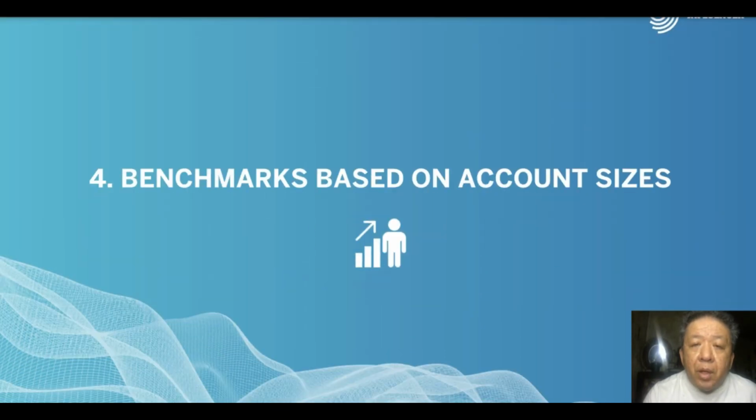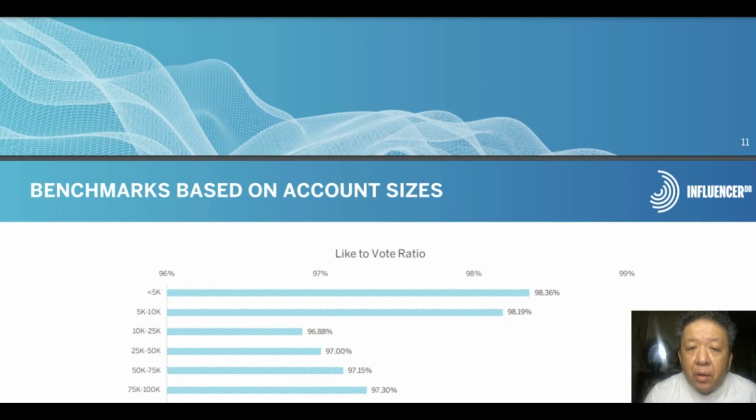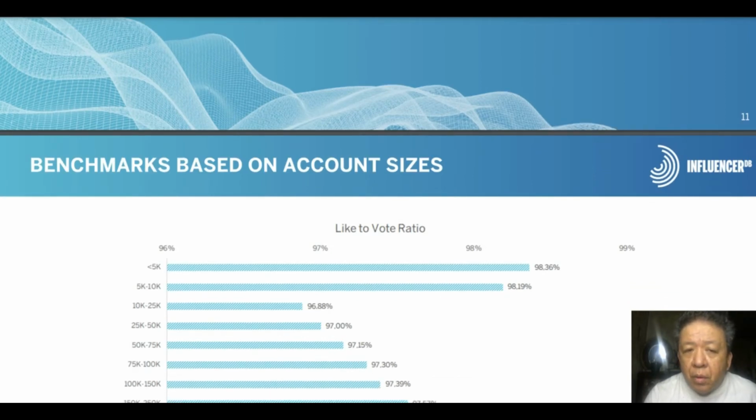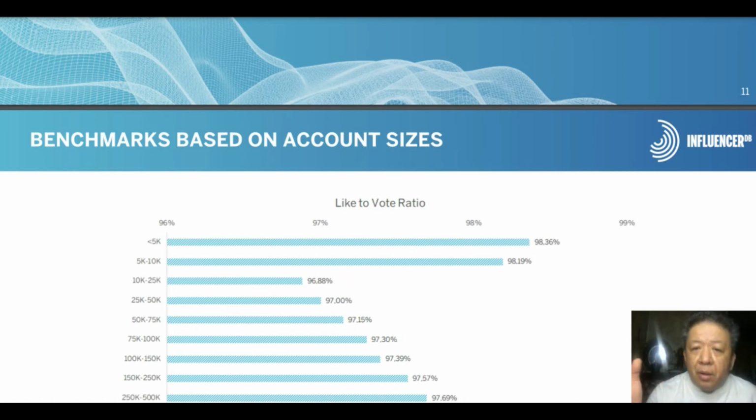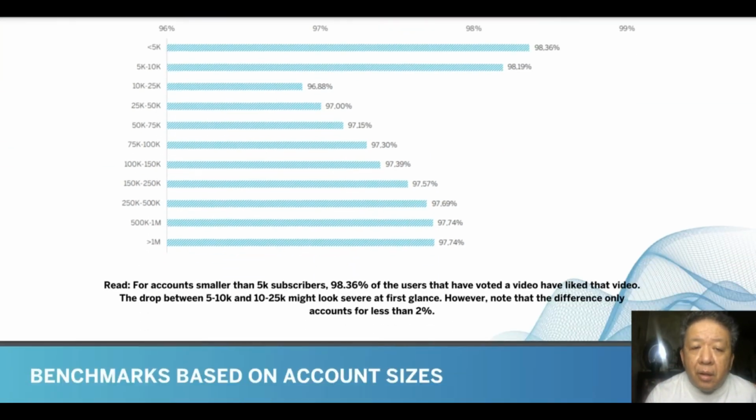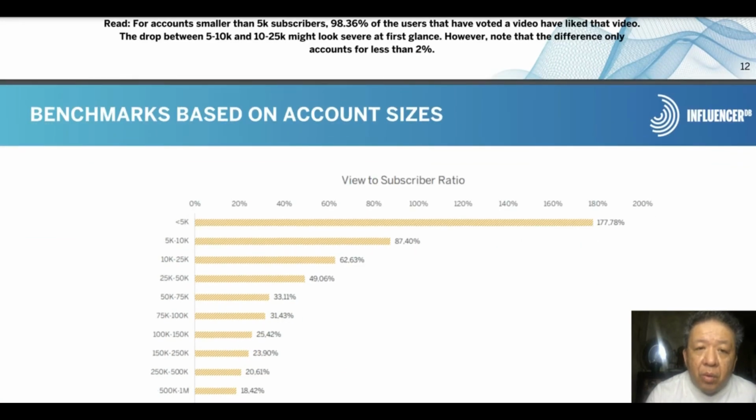So benchmarks sometimes have skewed data based on the account size. What they found out is that for the like to dislike ratio, the smaller channels, for example my channel, would have a bigger like to dislike ratio. Also the view to subscriber ratio: channels with fewer than 5,000 subscribers have even more views, in this case 177% of what they have as subscribers, right? So, of course, in the end, it doesn't look good, because what it means is that they viewed your video, but then they don't subscribe, which is not good.